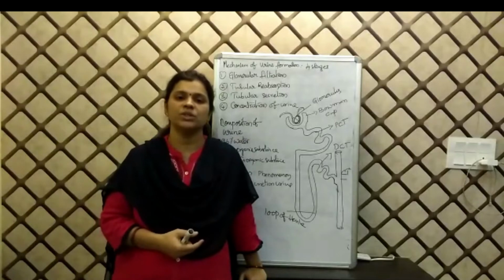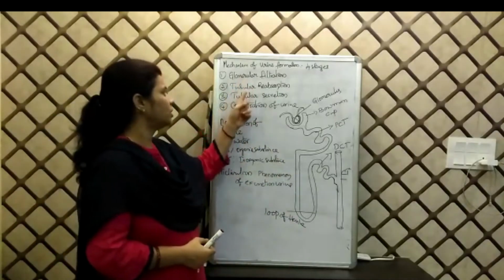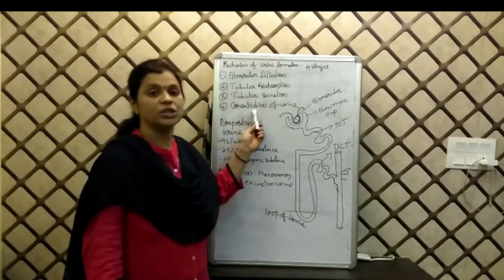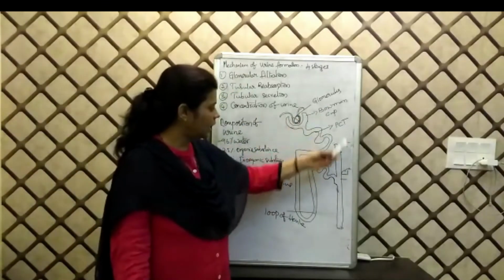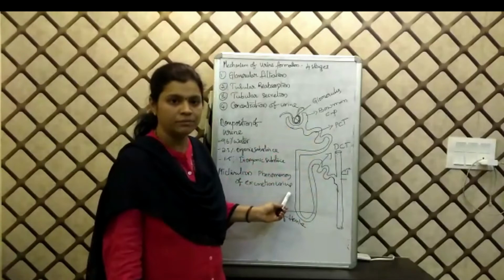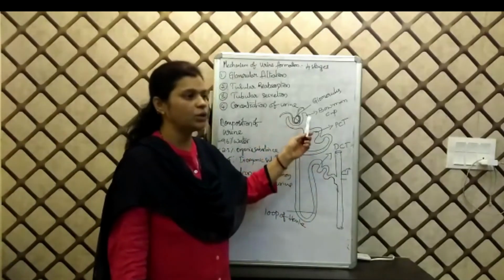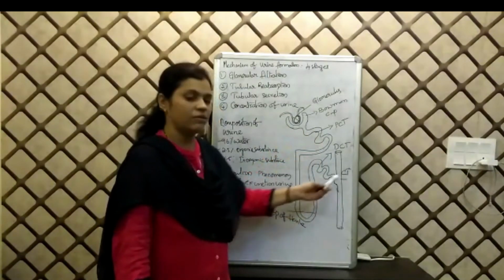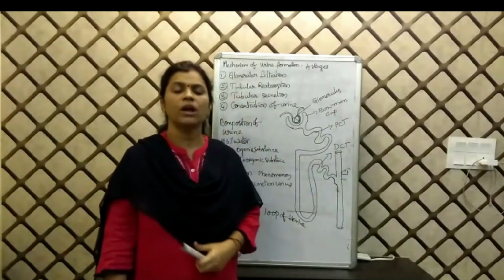This urine formation takes place in four important steps: glomerular filtration, tubular reabsorption, tubular secretion, and the concentration of urine is adjusted. On the left side you can see the outline diagram of the nephron, where we can clearly observe where and how the urine is formed while going through each and every part of the nephron structure. Now the first step is glomerular filtration.